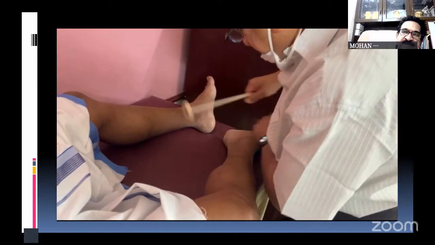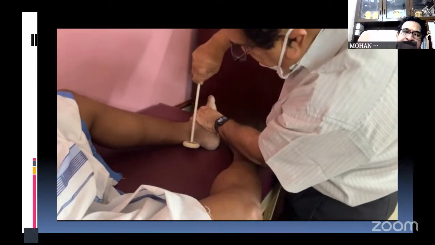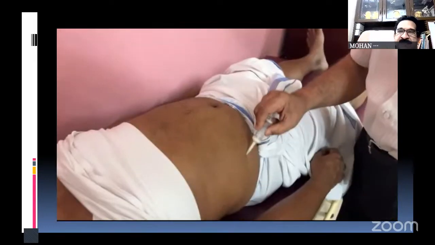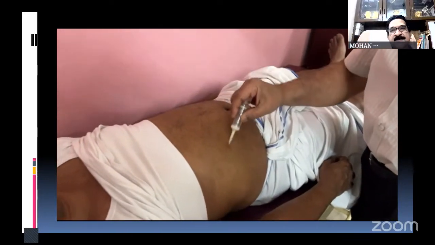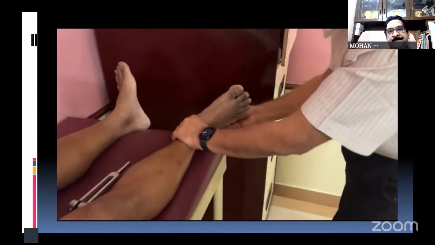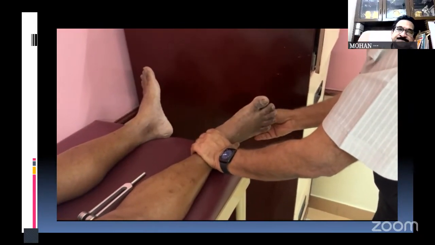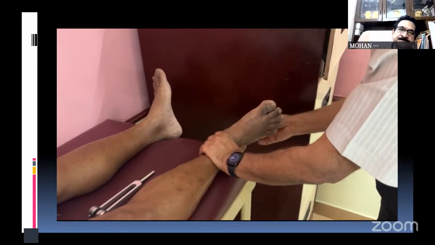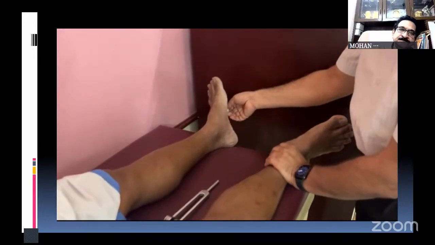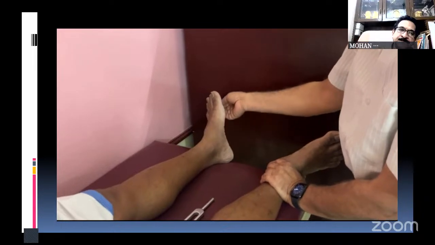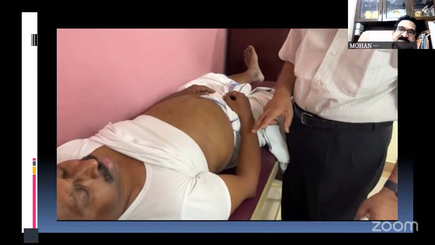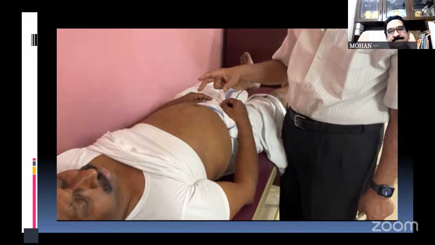Ankle jerks were normally elicited. Plantar was indefinite. Abdominal reflex was all present. Plantar is withdrawing, it was indefinite. The sensation is normal throughout.